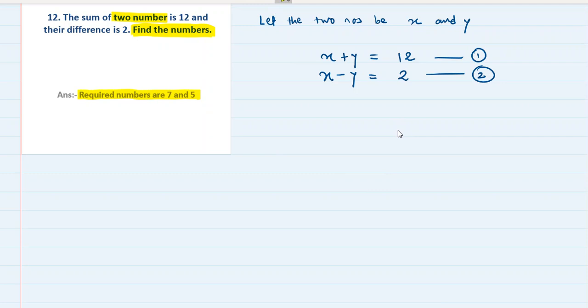Don't just leave it at x is equal to 7 and y is equal to 5, or x is equal to 5 and y is equal to 7. Don't leave it like that, right? You need to write the final statement. The required numbers are 7 and 5, and then full stop. That's it. You get the full marks. Okay, so pause the video right now and solve these two equations and check whether you are getting this answer which I have given over here or not.